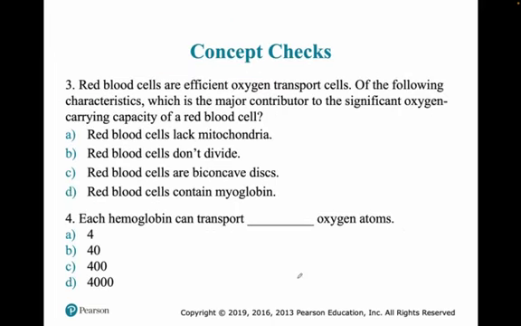All right, let's quickly talk about these concept checks. RBCs are efficient oxygen transport cells. Which of the following characteristics is a significant contributor to its oxygen carrying capacity? Well, RBCs do not have mitochondria, but that has nothing to do with oxygen carrying capacity. RBCs don't divide, which again has nothing to do with it. It is the shape that affects it. So therefore, the right answer will be C, the biconcave shape.